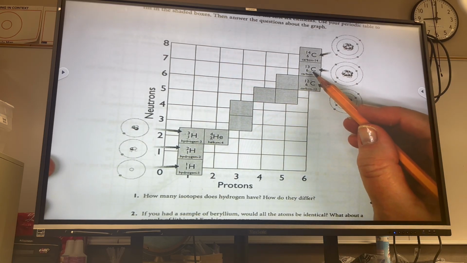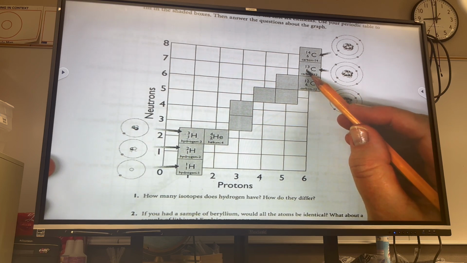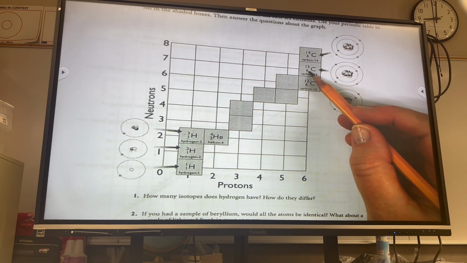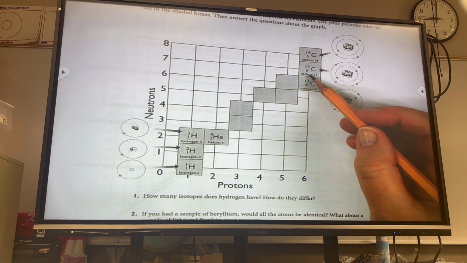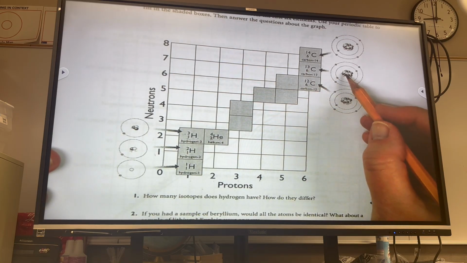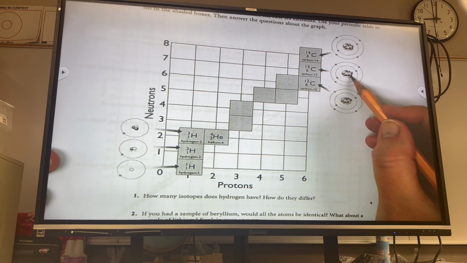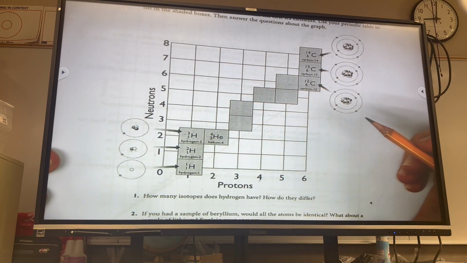Carbon 13, right, so there's the name there, that's what we would call this. It has a mass number of 13, so that means it has 13 particles in the nucleus. 6 of those are protons. How many are neutrons? Whatever 13 minus 6 is, all right, that's 7. So here, the light colored ones are your 6 protons, the dark colored ones are your 7 neutrons.